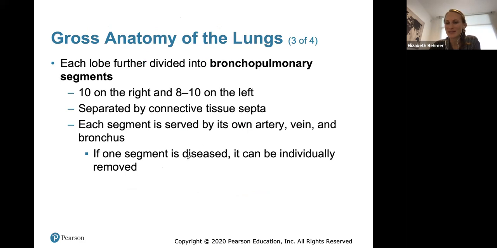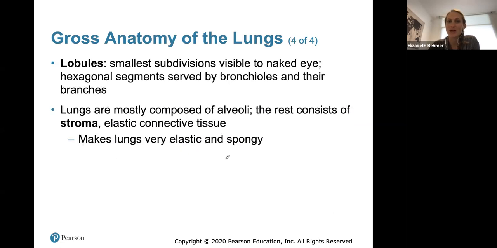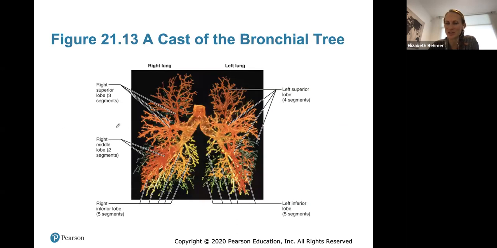If one segment is diseased, so if it's dying off, sometimes due to cystic fibrosis or lung cancer, it can be individually removed and it can grow back slightly, but not entirely. People can also donate parts of their lungs to family members who have a match. Lobules are the smallest divisions. Lungs are mostly composed of those alveoli, and the rest consists of stroma, which is extra elastic tissue that makes your lungs really elastic and spongy.